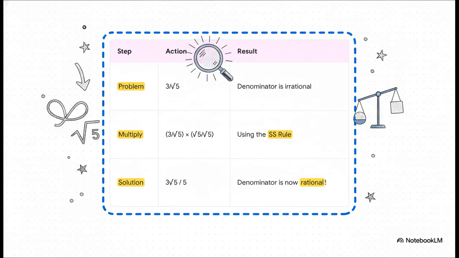Okay, let's see this SS rule in action. We've got 3 over the square root of 5. The rule says single surd, so we multiply by the same surd. That's root 5. Now, the really clever part is that we multiply by root 5 over root 5. Anything divided by itself is just 1, right? So we're not changing the fraction's value at all, just how it looks. On top, we get 3 root 5, and on the bottom, a clean rational 5. And just like that, we're done.